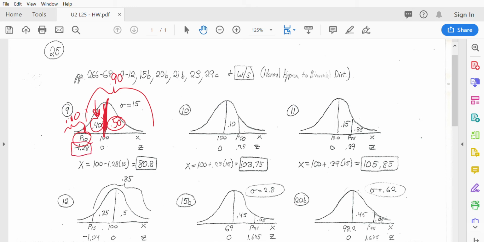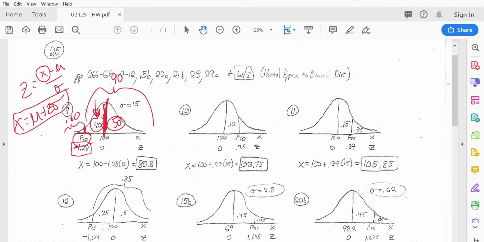And the reason I made it negative is because we are dealing with a negative z-score because it's to the left of the center. All right, so now we once again take the z-score formula, which is x minus mu divided by sigma, and we solve it for x. And when you solve it for x, you get x equals mu plus z times sigma.